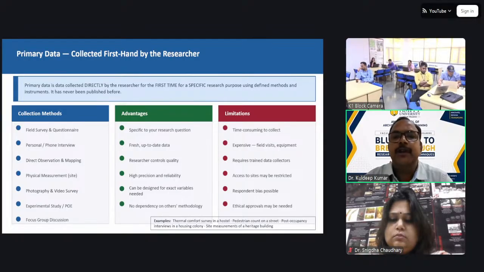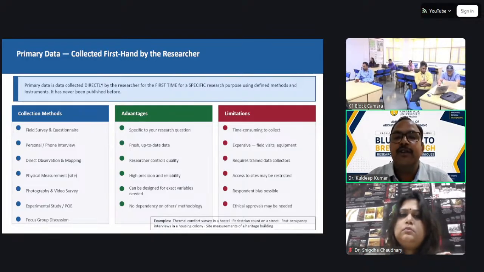As far as limitations are concerned, there are a few. Because now you have to go and collect, primary data is expensive in time, in money, and in effort, because field visits require travel and you have to carry equipment. Sometimes access to many buildings and communities may be restricted, and you may have to navigate ethical requirements like informed consent, privacy, and community permissions. These are the limitations.